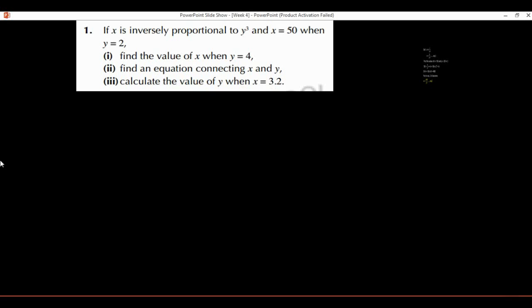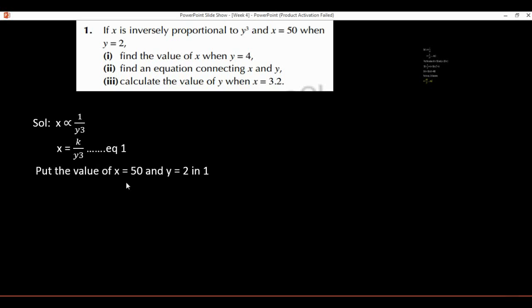So according to the condition, x is inversely proportional to y cubed. We will change this proportionality sign, and it will become x is equal to k over y cubed. Whenever we change this sign, we insert one constant here. Now the condition is x is equal to 50 and y is equal to 2, so let's put these values in equation 1.